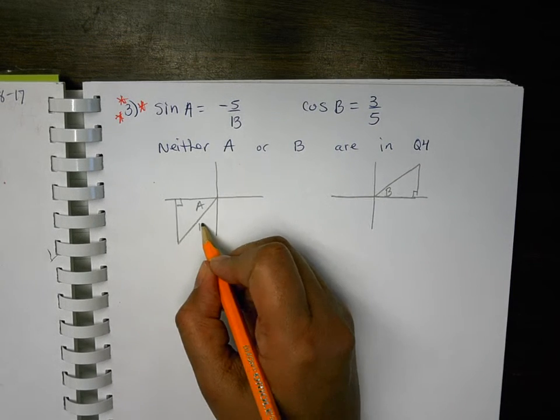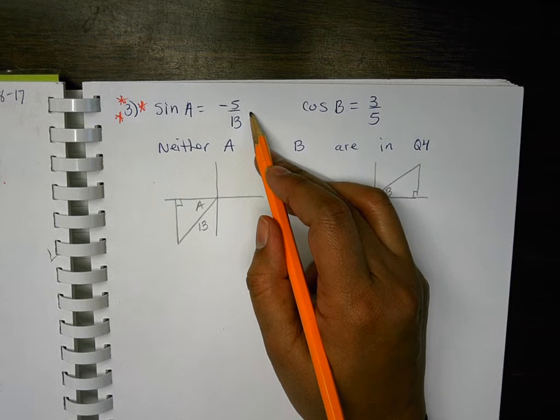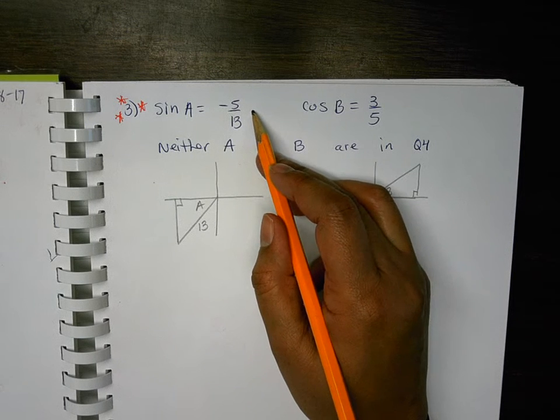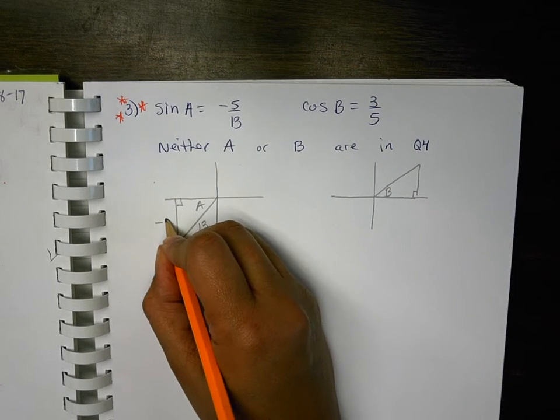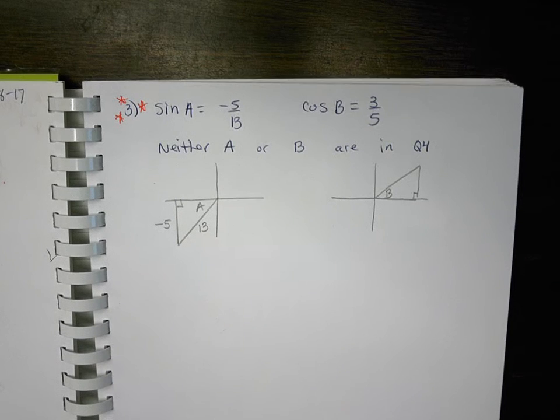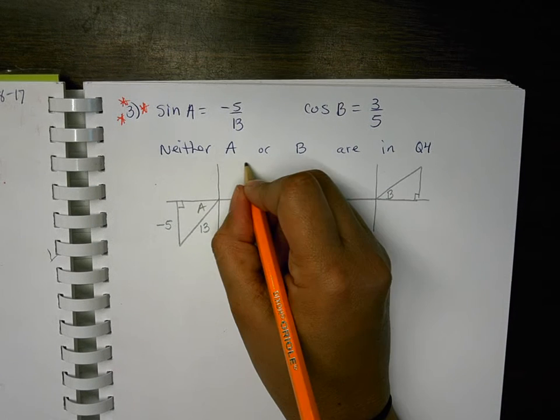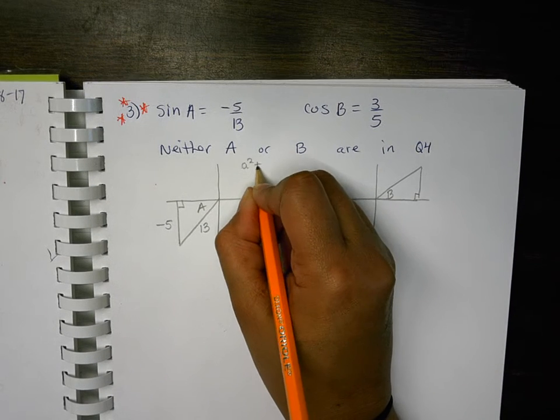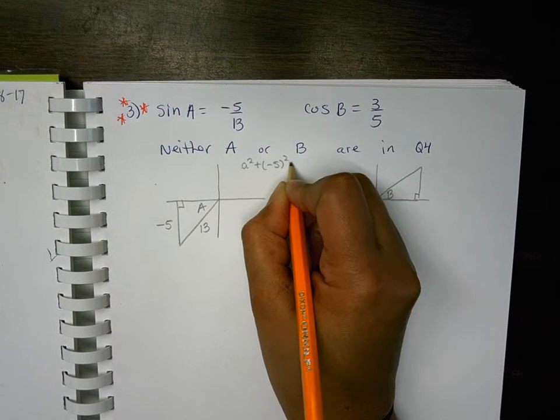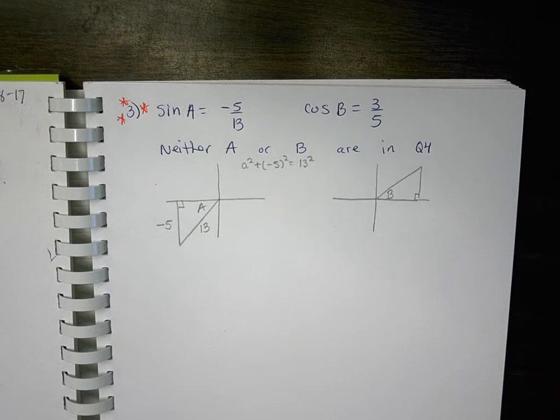Okay, I know this is 13. What is sine, opposite or adjacent over hypotenuse? So -5. You do your Pythagoras theorem or you know it. I'm going to write a squared plus -5 squared equals 13 squared. You do the work, or I heard the answer. What is it? 12. Good job.